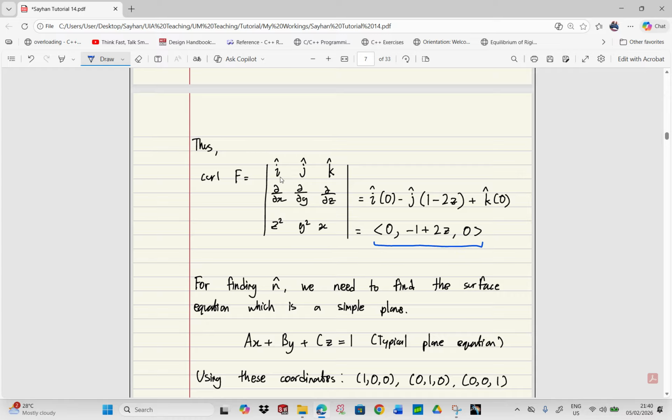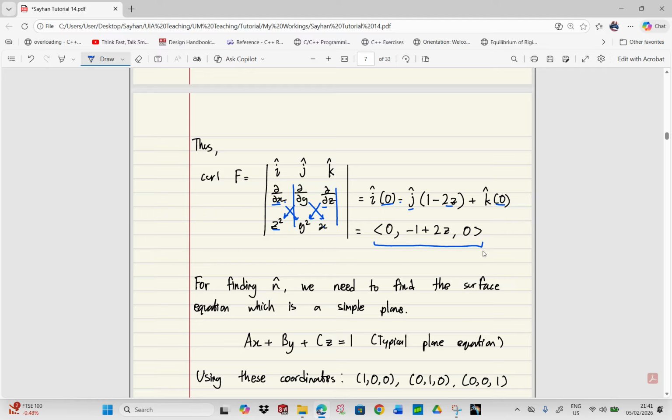So you see you have i. We take the determinant of the matrix. Del dy of x becomes 0, obviously, because there's no y component in x, and likewise the other term also becomes 0. And then minus j: del dx of x becomes 1, del dz of z squared becomes 2z. That's why it's 1 minus 2z. And then k is 0 also, because we take del dx of y squared, which is 0.